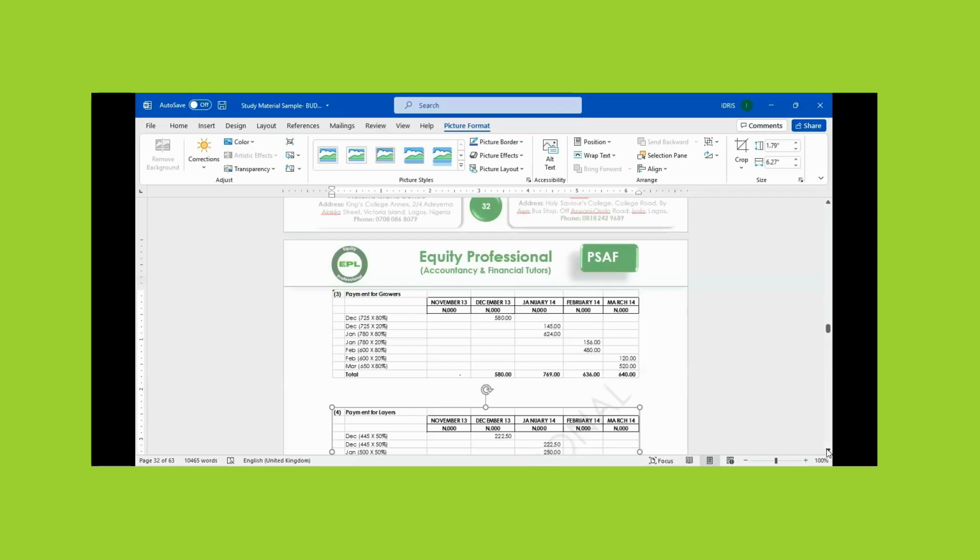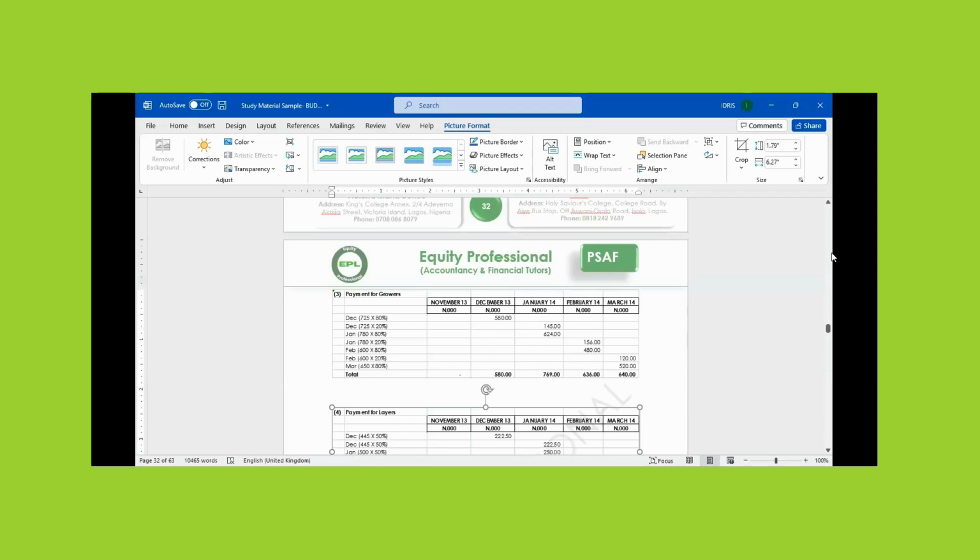March purchase of growers. How much is March purchase of growers? 650. 80% of that is 520. The balance of the 20% is to be paid in April, it doesn't concern us. That means the total for December is 580, for January 769, for February 626, for March 640. We now go and put it in the solution.